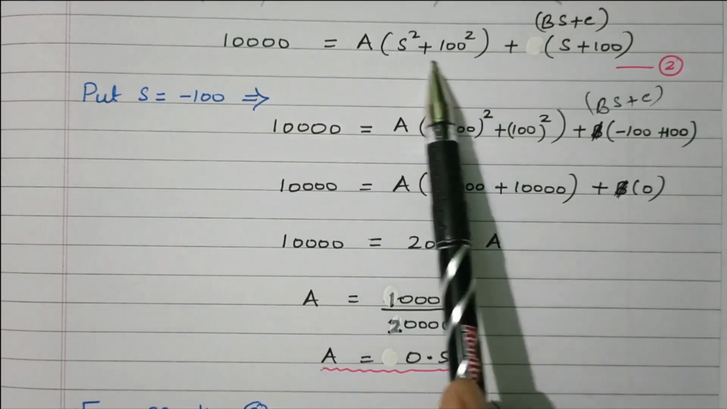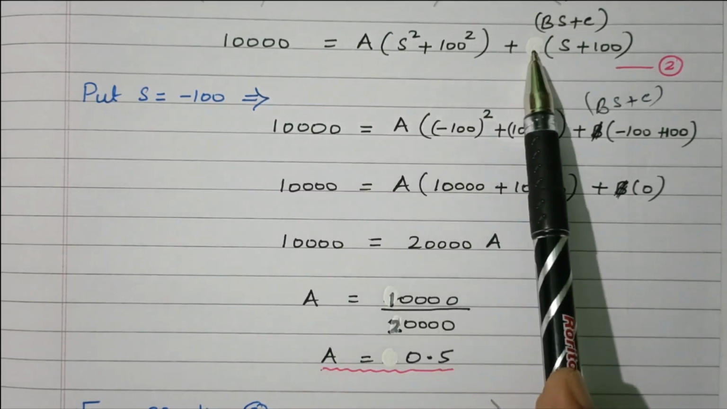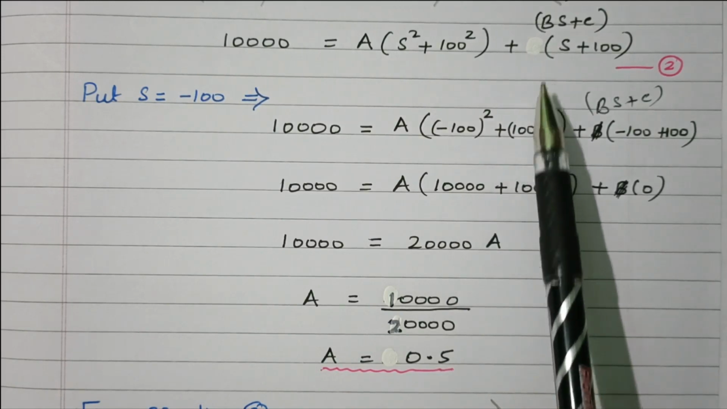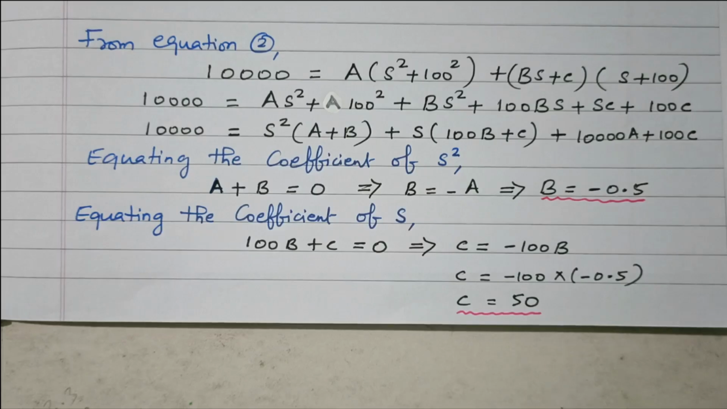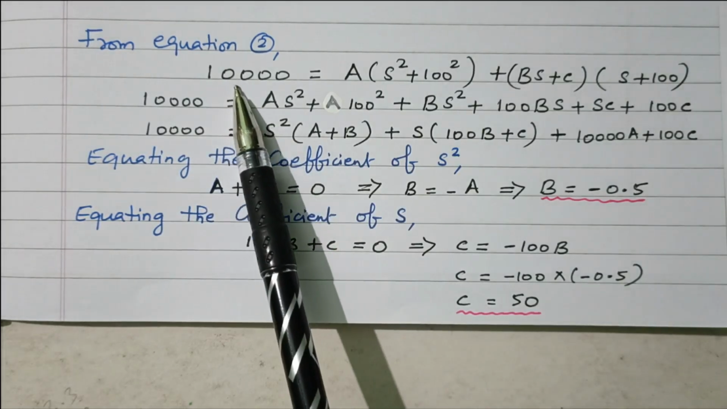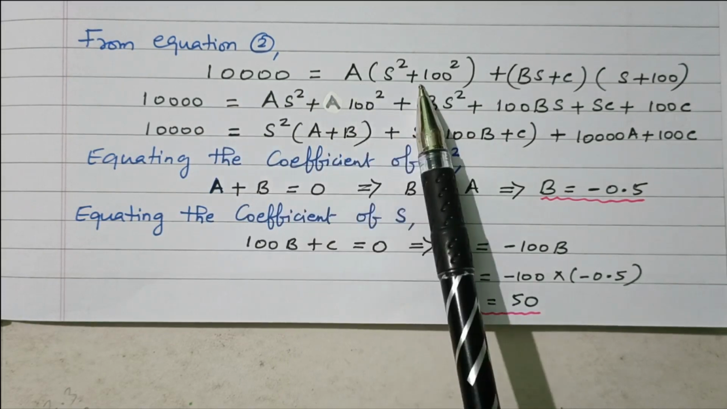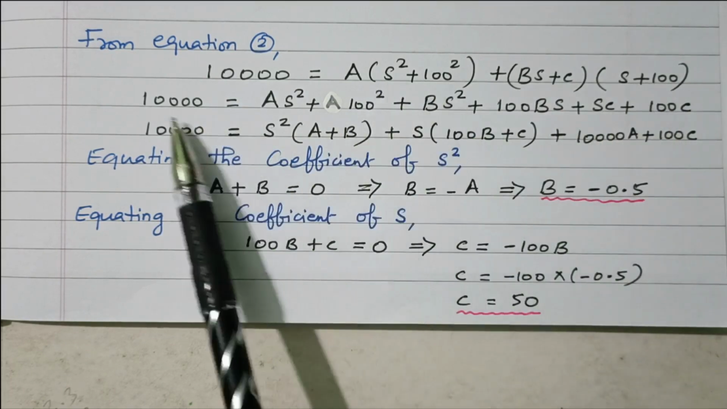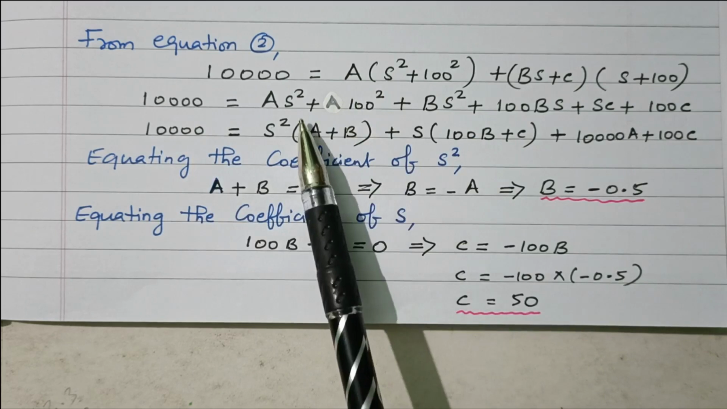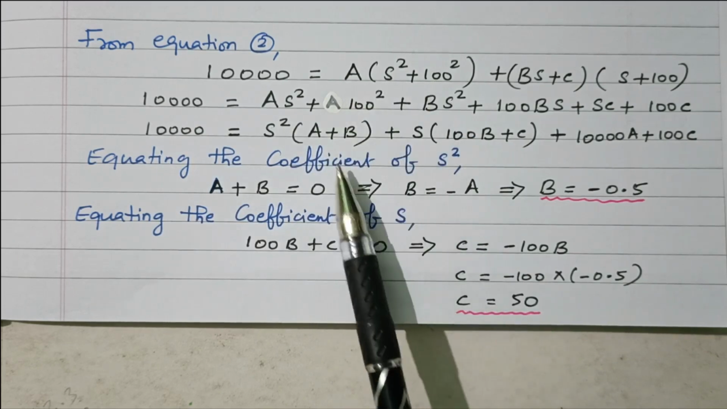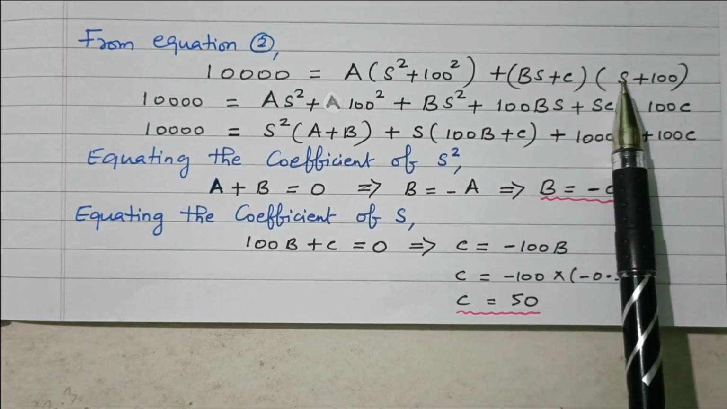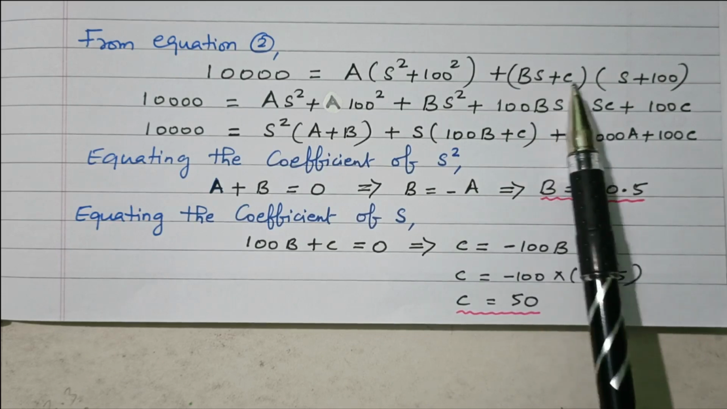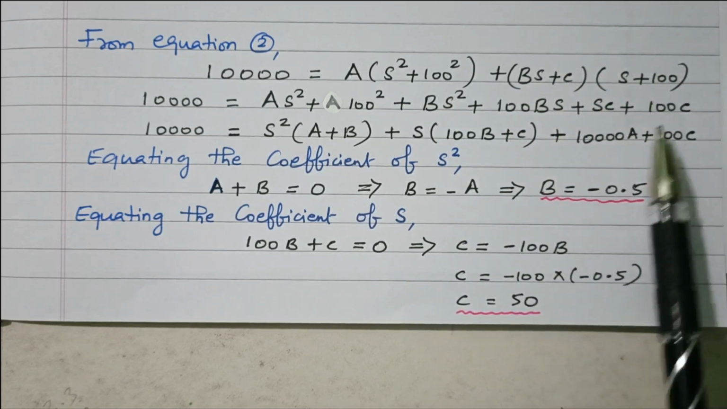Now we'll consider this equation 2. We'll simplify this equation and then we can equate the coefficient of s and s square. So this is the equation 2. 10,000 equal to a s square plus 100 square plus bs plus c into s plus 100. You multiply inside. 10,000 equal to a s square plus a into 100 square. Similarly here bs into s, so bs square, bs into 100, so 100 bs, c into s, c into 100.